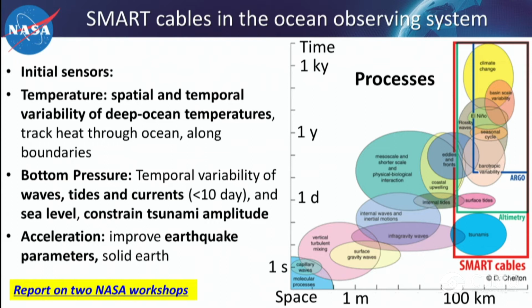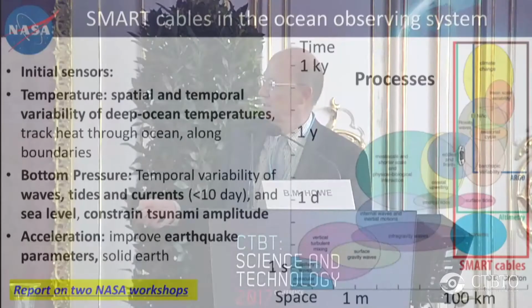So by measuring temperature, we can learn more about the spatial and temporal variability of deep ocean temperatures and track the heat flow through the ocean along the boundaries. Bottom pressure tells us, again, the temporal variability of waves, tides, and currents, and especially the higher frequency, shorter time scale processes, and then also sea level, and obviously constrains tsunami amplitudes. And acceleration measurements would improve earthquake parameters, informing us about the solid Earth.